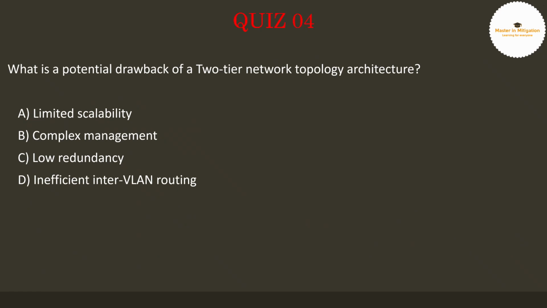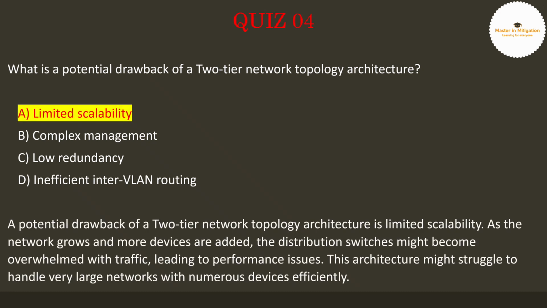Okay, let's go to question 4. What is a potential drawback of a two-tier network topology architecture? Pause the video now to select the best answer. Okay, the answer is A. Limited scalability. A potential drawback of a two-tier network topology architecture is limited scalability. As the network grows and more devices are added, the distribution switches might become overwhelmed with traffic, leading to performance issues. This architecture might struggle to handle very large networks with numerous devices efficiently. Let's move on to the next question.